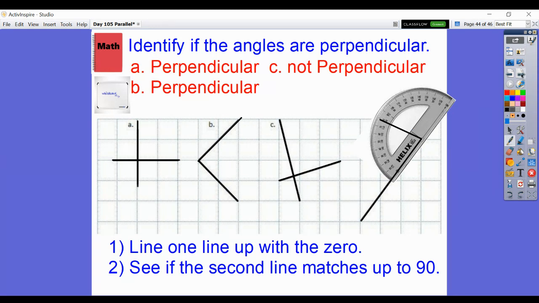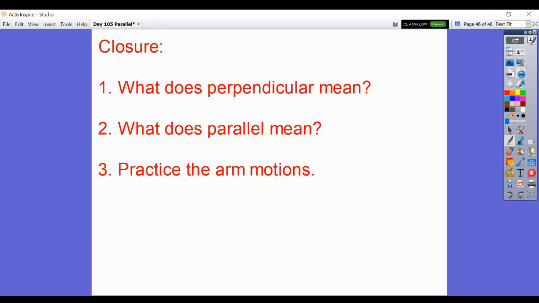Okay, go back and play that again if you need to look at that again. It says, well, it's right here. Line up one line with the 0 or 180. It goes all the way through this baseline, and then see if the second line matches up to 90. And there's not perpendicular.